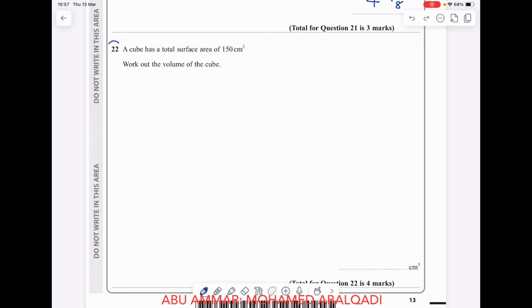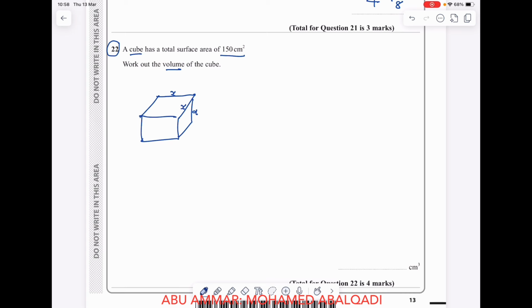Our next question is question 22, and question 22 is about shapes. We are told a cube has a total surface area of 150 square centimeters. Work out the volume of the cube. As we know, a cube has all sides that are equal. So the length is equal to the width, and the width is equal to the height. So all these sides are equal.